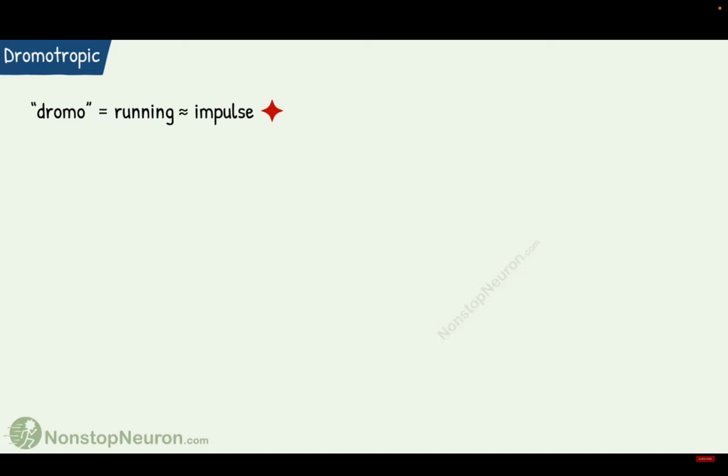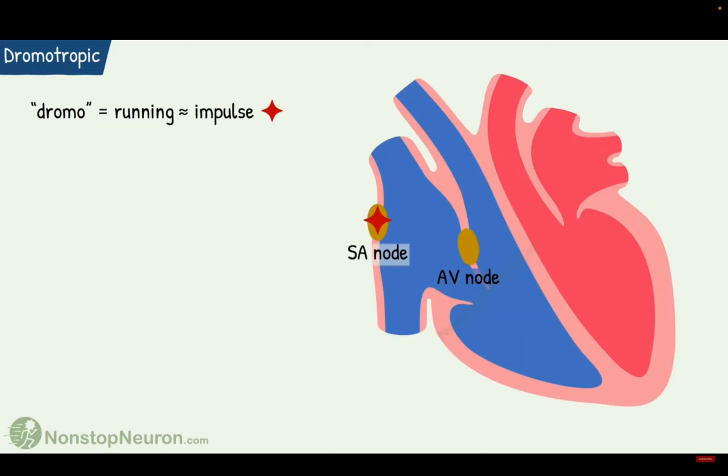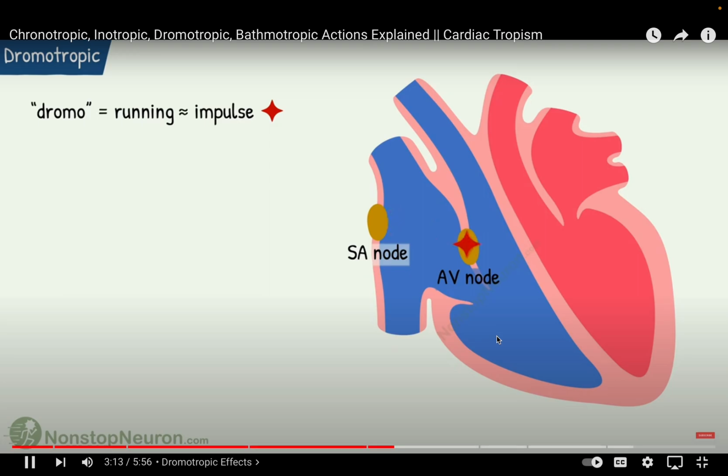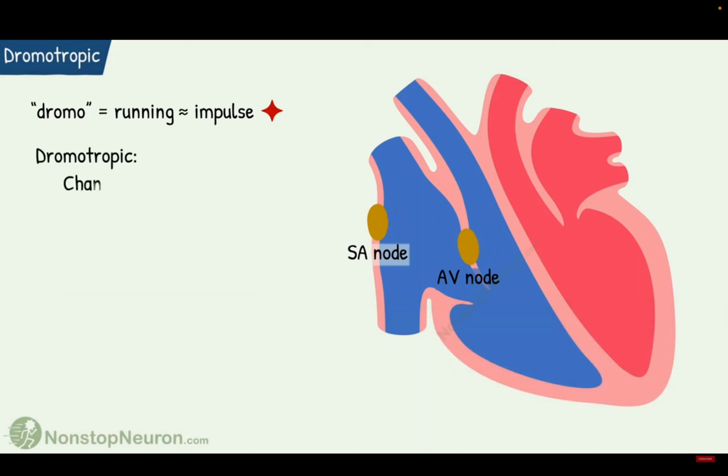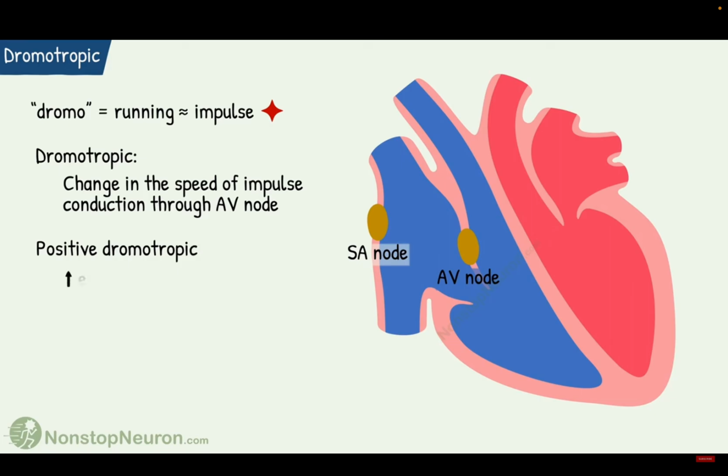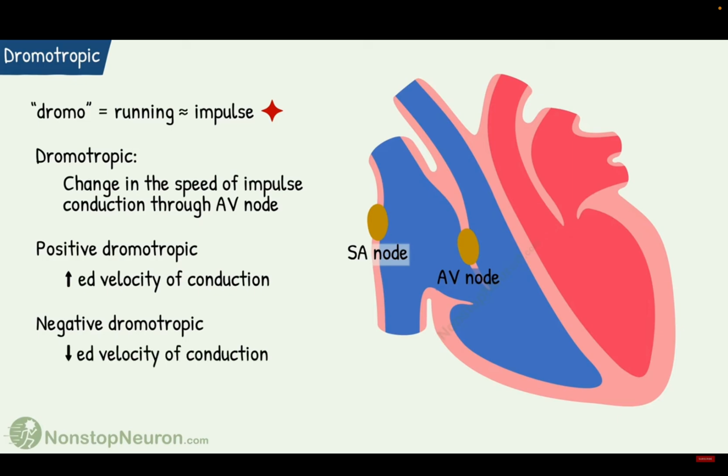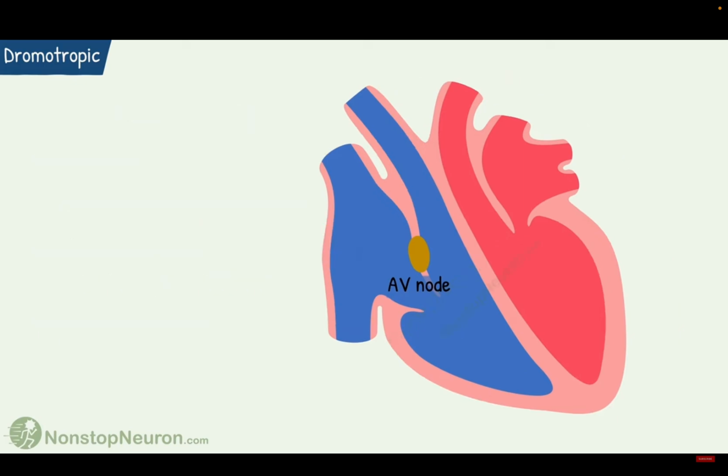Impulse. We know that impulse is generated at the SA node, passes through the AV node to reach the ventricles. Dromotropic means change in the speed of this impulse conduction through the AV node. Positive dromotropic means increase in the velocity of conduction, and negative dromotropic means decrease in the velocity of the conduction.